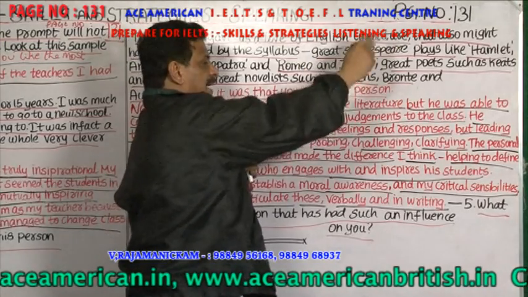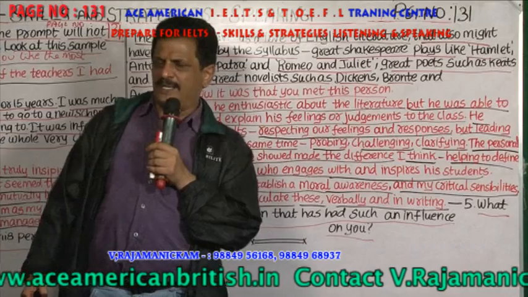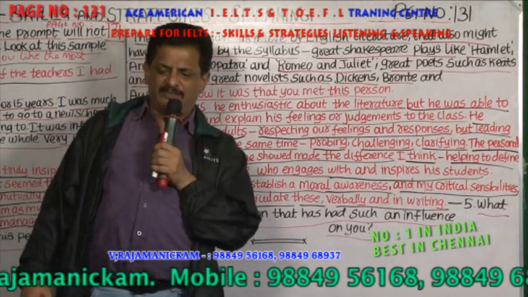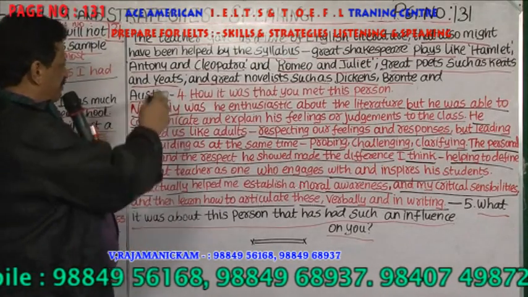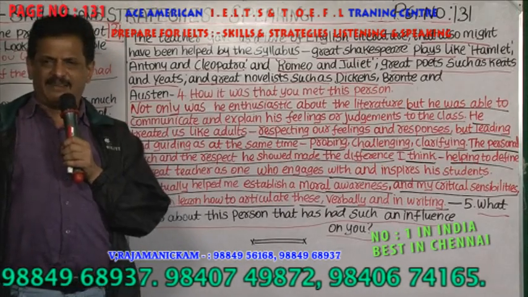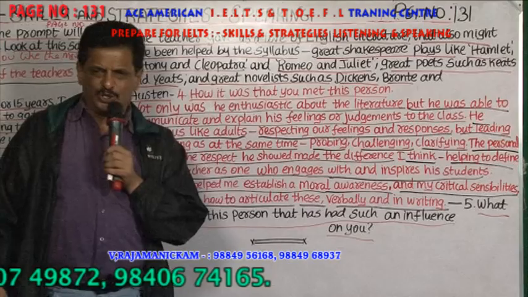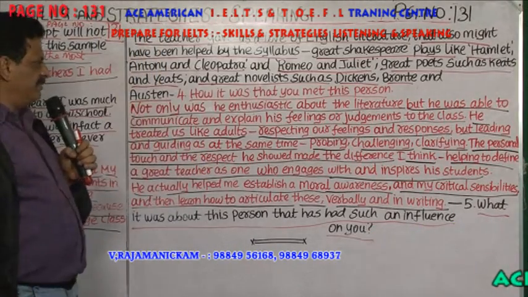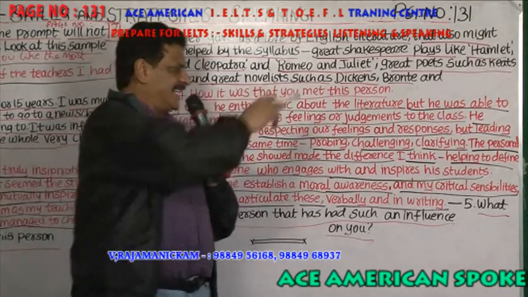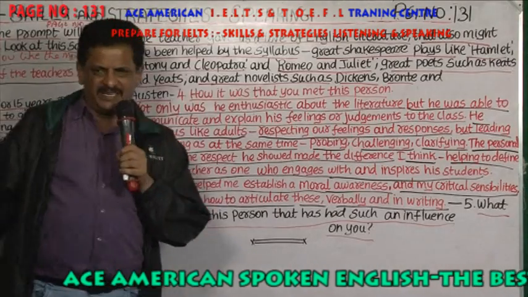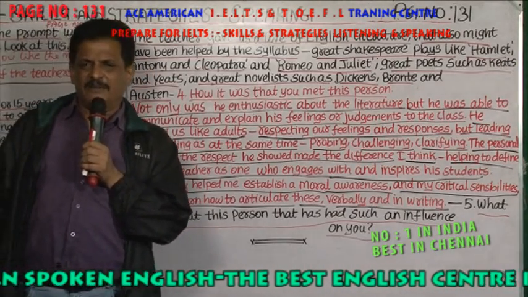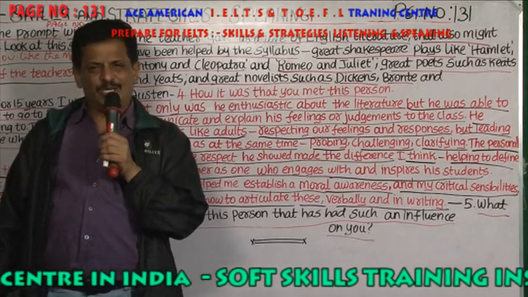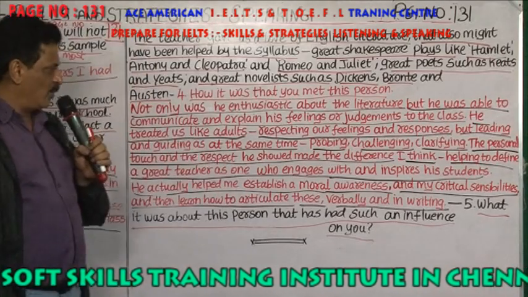The great Shakespeare plays like Hamlet. ஷேக்ஸ்பியர் எழுதிய ஹேம்லெட், ஆண்டனி கிளியோபாத்ரா, and Romeo and Juliet. அடுத்ததாக great poets, கீட்ஸ், ஈட்ஸ் எழுதிய கவிதைகளும், great novelists, டிக்கன்ஸ், புரோன்டே and Austen, Pride and Prejudice. இவர்களுடைய படைப்புகளை எங்களுக்கு சொல்லிக் கொடுத்து அந்த பாடத்தின் மேல் ஈர்ப்பை உருவாக்கியவர் எங்களுடைய ஆங்கில ஆசிரியர்.